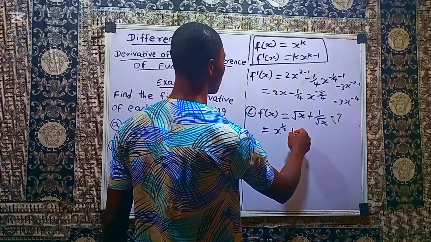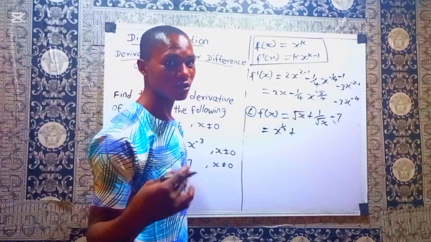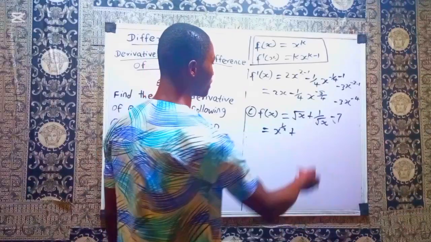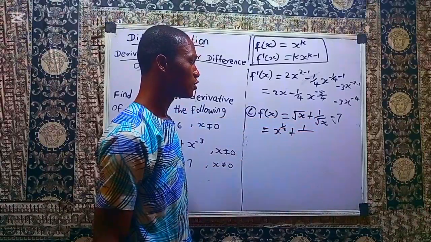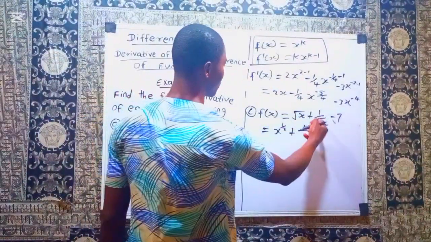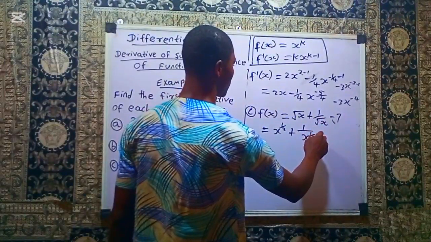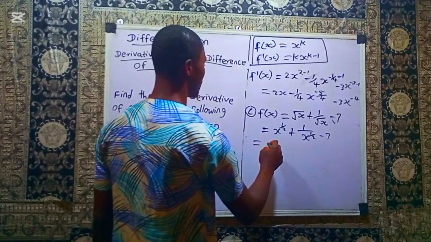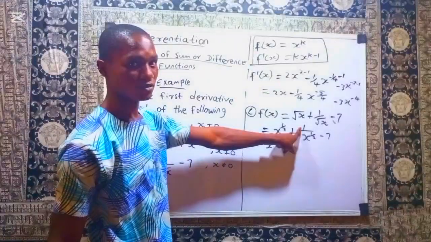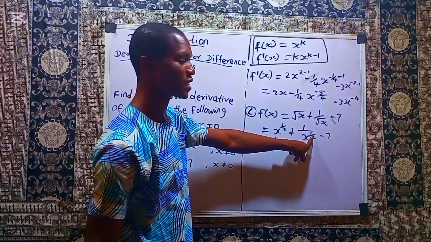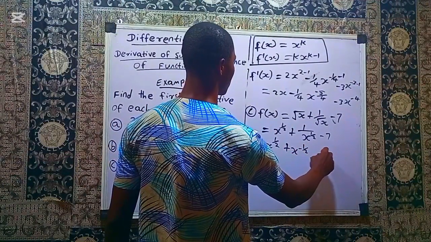Then this one will have plus... Remember, anytime you have a fraction, you must use the law of indices to remove the fraction. Before doing that, because we have 1 over square root of x, we have square root of x as denominator. I told you that square root is index 1 over 2, so I'll write square root of x as x raised to power 1 over 2. Then I'll have minus 7. Simplify further, I'll have x raised to power 1 over 2. Then you must remove this fraction. To remove this fraction, I will introduce a negative sign on the index of x. So I have plus x raised to power minus 1 over 2, then minus 7.